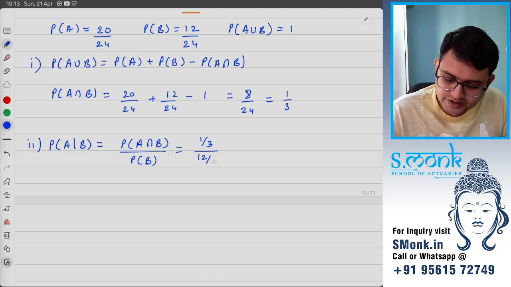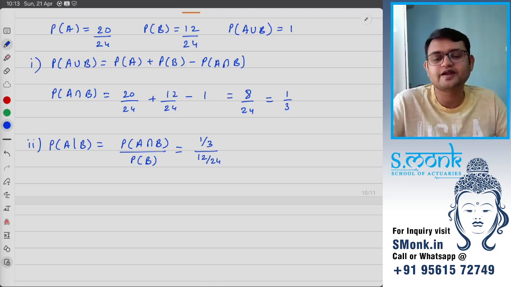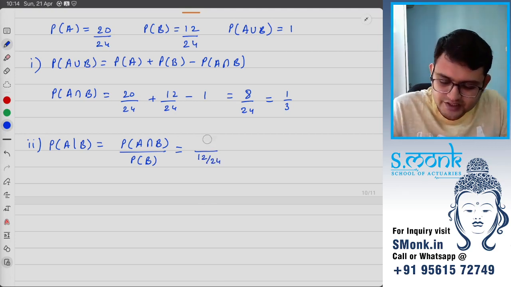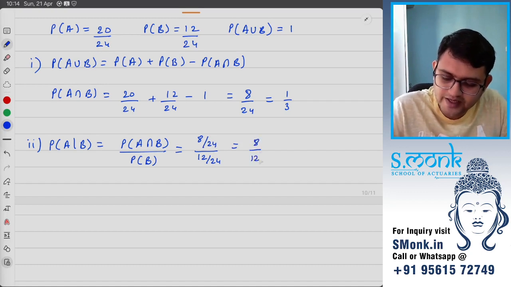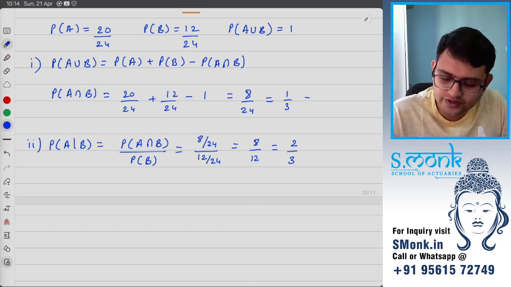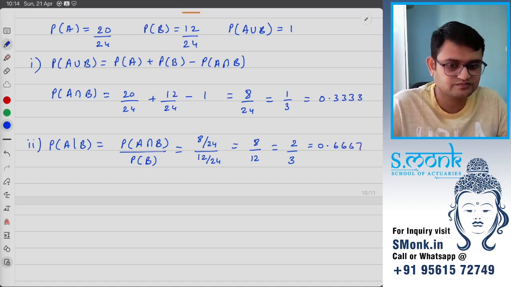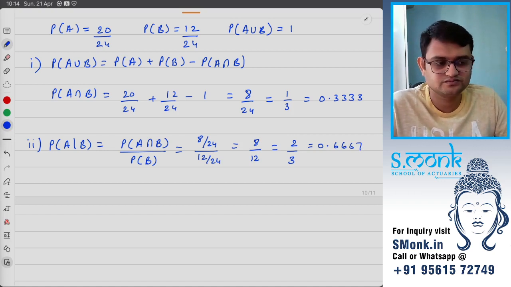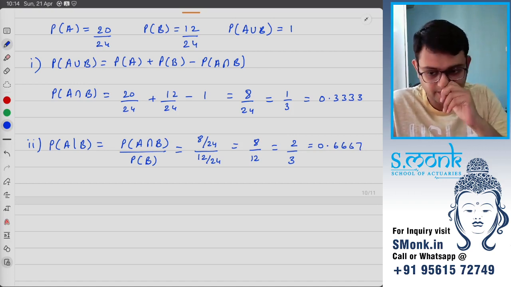Now see, this is the reason I prefer not to simplify at the beginning. You can see it would be easier if I had the answer as 8 by 24. 24 cancels out and I will get 8 by 12 and then I can simplify it and say it is 2 by 3. Now you can write it in decimals also if you want. 1 by 3 would be 0.333 and 2 by 3 would be 0.6667. Right.